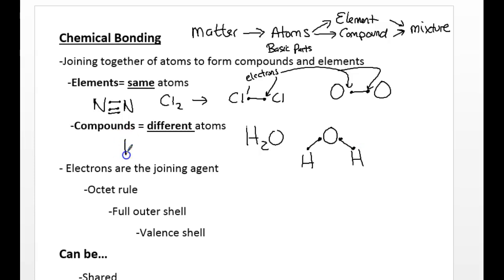And we could also say NaCl. Now this is an ionic compound. And this joins because chlorine has a negative and sodium has a positive. Those attract each other, they exchange electrons, and they join and form a compound. But they're different atoms, so we call them compounds. And this whole process is really driven by the electrons. They are the joining agent. They are the thing that helps form these compounds.